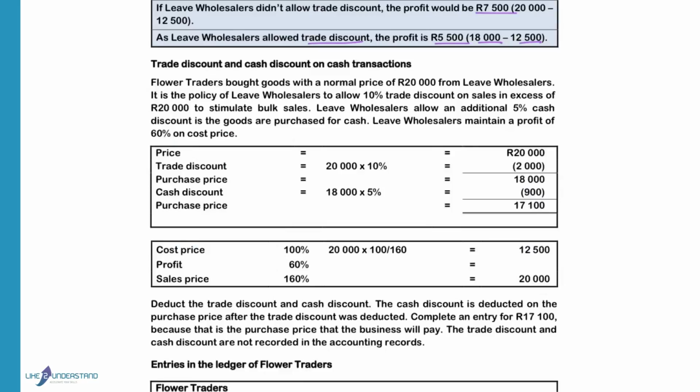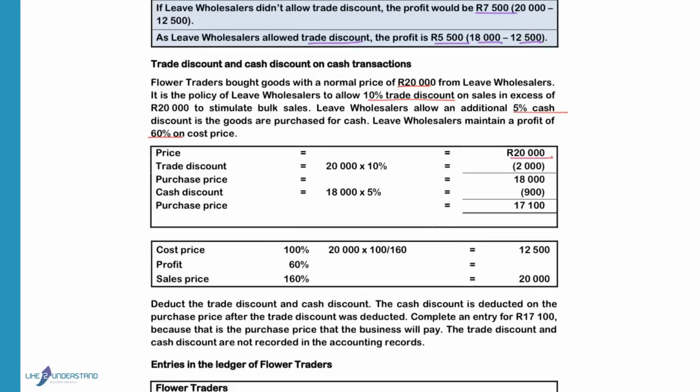Trade discount and cash discount on transactions. Flour traders bought goods with a normal price of 20,000. It is the policy of Leaf Wholesalers to allow 10% trade discount on sales in excess of 20,000. Leaf Wholesalers allow an additional 5% discount if the goods are paid for immediately, and they maintain a profit of 60% on cost price. The normal sales price is 20,000.